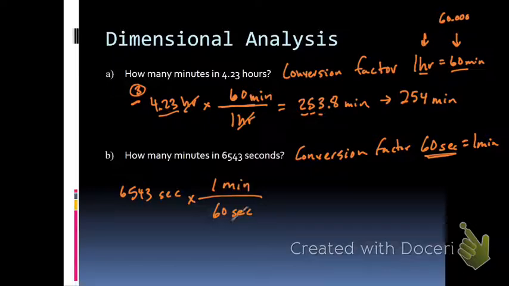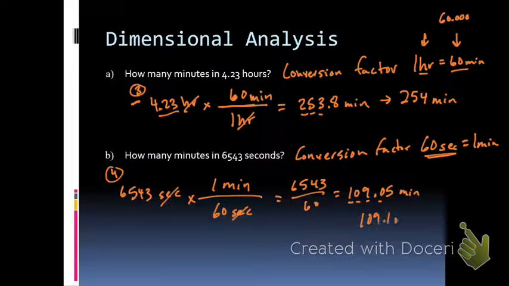So in this case, you'll see we're dividing. So if we take 6.543 over 60, that equals 109.05 minutes. This has 4 sig figs. 60 seconds in 1 minute isn't exact, so 4 sig figs is what we're going to round to. So it's 109.1 minutes. There's your final answer.